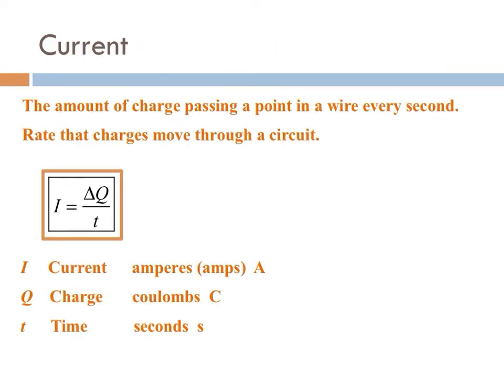So we can actually calculate this, which is current, the amount of charge passing through a point in a wire every second. Now this is the rate that charges move through a circuit. So I is current, and this is our new unit, amperes, or amps as we call them for short. Q is still going to represent charge in coulombs, and t is still time in seconds.